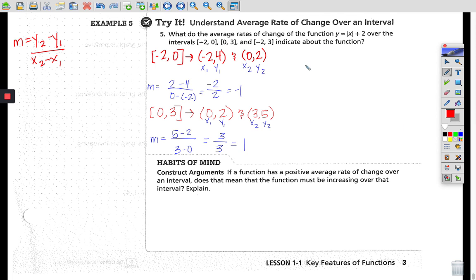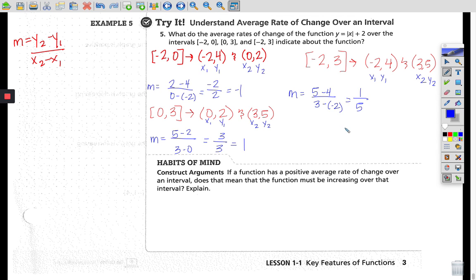Now our last interval, from -2 to 3. What is our average rate of change? Well, I've got -2, 4, and 3, 5. Again, we're going to use that slope formula, x1, y1, x2, y2. So 5 minus 4 divided by 3 minus the -2. And that gives me 1 over 5.